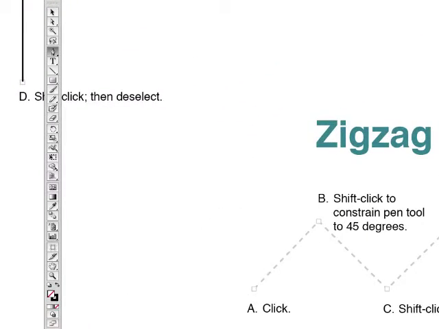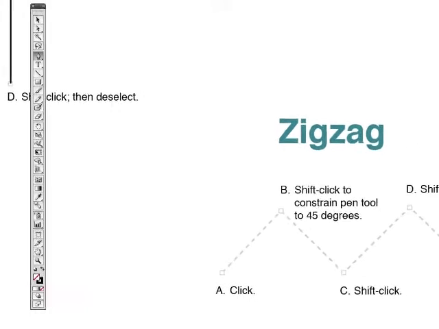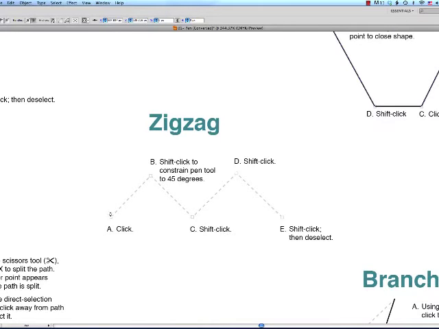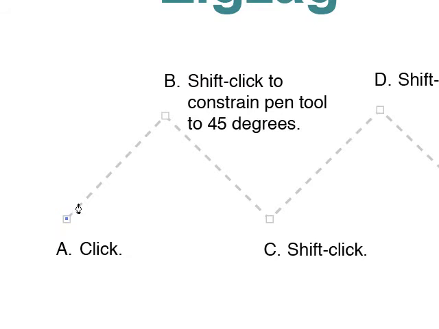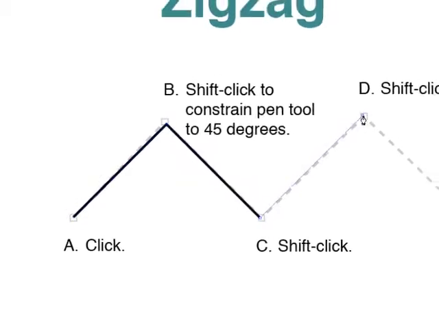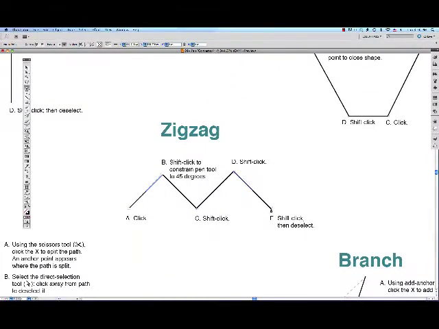Now once more, we're going to use the Shift key to constrain the pen tool use to, in this case, 45-degree angles to draw this zigzag. Click once on the A and notice the X next to it. Hold the Shift key to B, down to C, D, and E, and Control click to deselect the line.